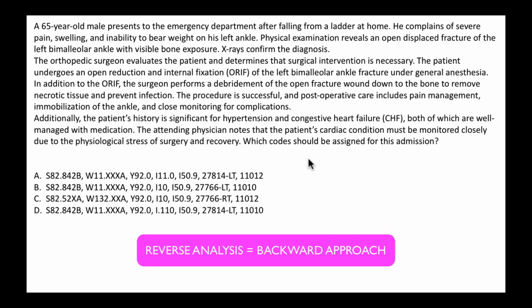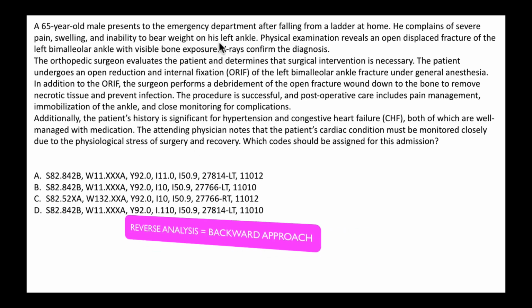Understanding your struggle, I developed the reverse analysis method, also known as the backward approach. In simple terms, this technique means you don't start by reading the case. Instead, you focus on the codes in the answer choices first. By reviewing the code descriptions, whether ICD-10 diagnosis codes or CPT procedure codes, you can get a clear idea of what the case is about before even reading the full question.